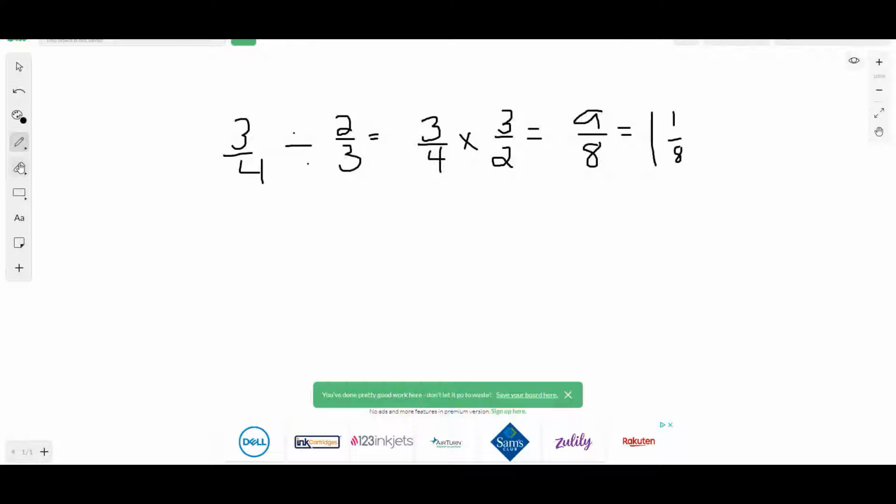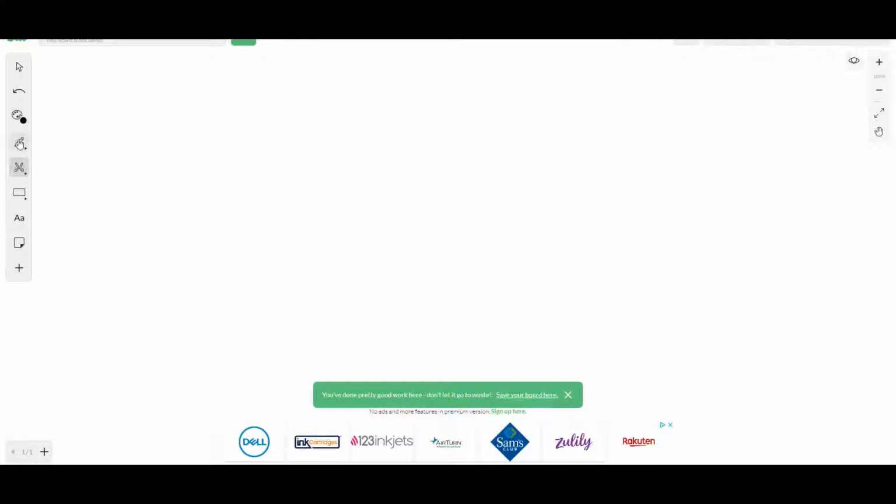Same thing as multiplication. I mean, it is multiplication. All you have to do is change it to multiplication and then get the reciprocal of that second number.